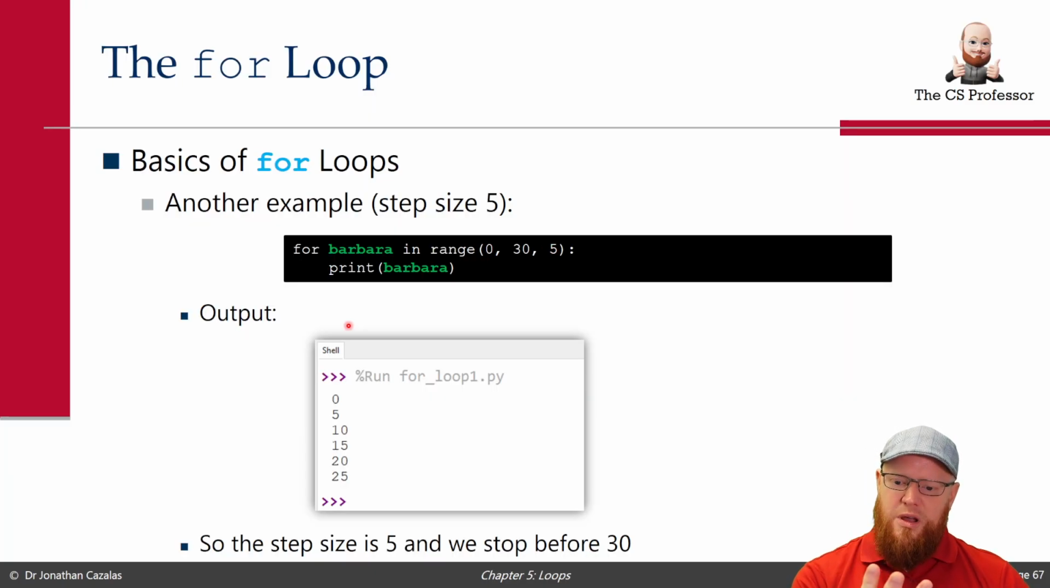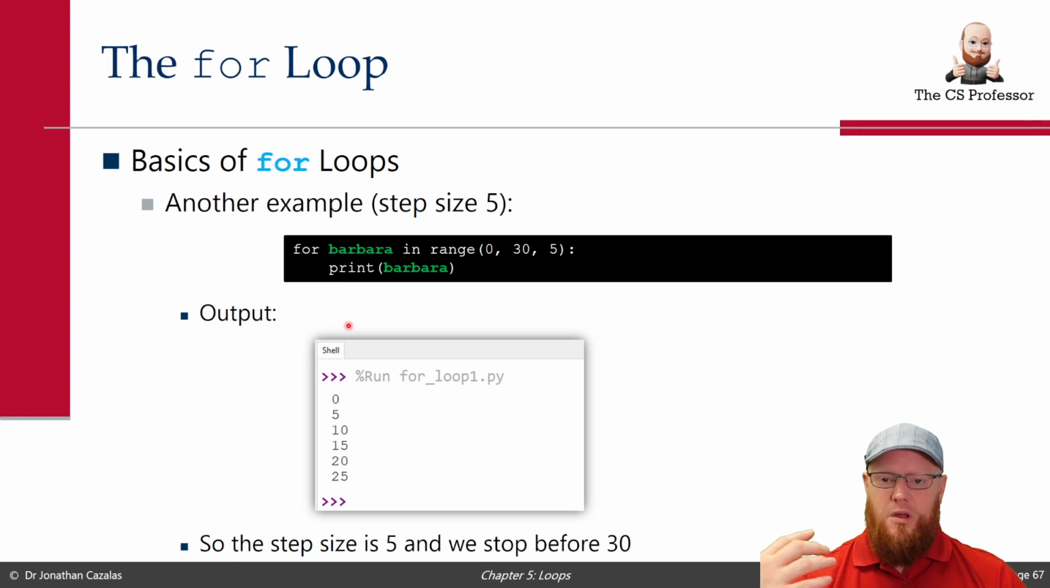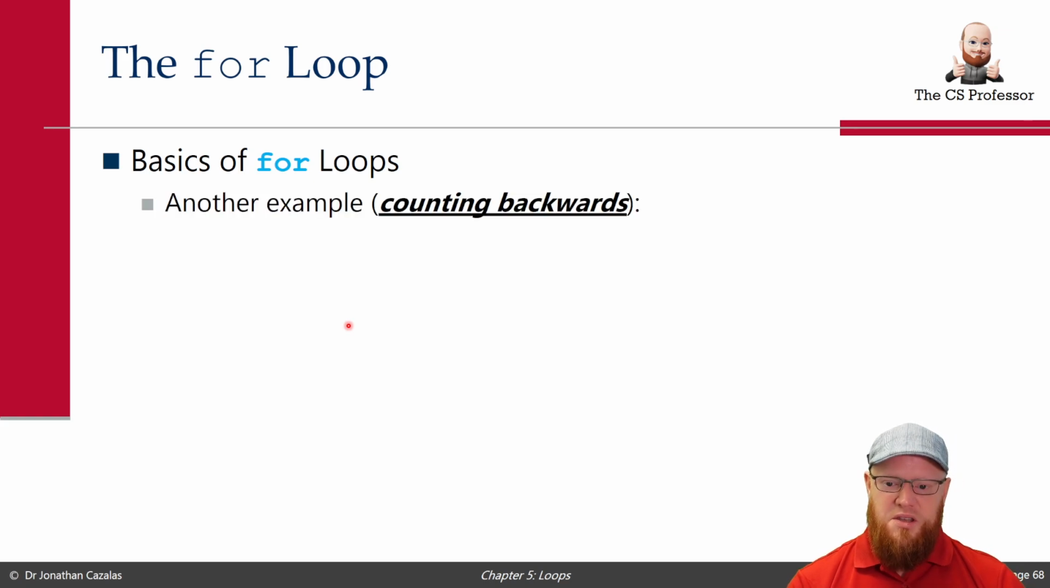So we have the 3 parameters. If you only have one parameter, that's going to loop from 0 up to that value. If you have 2 parameters, the first parameter is the first argument. Argument and parameters are synonymous. The first argument is going to be the starting value. The second is the ending value. And if you have 3, the third is the step size.